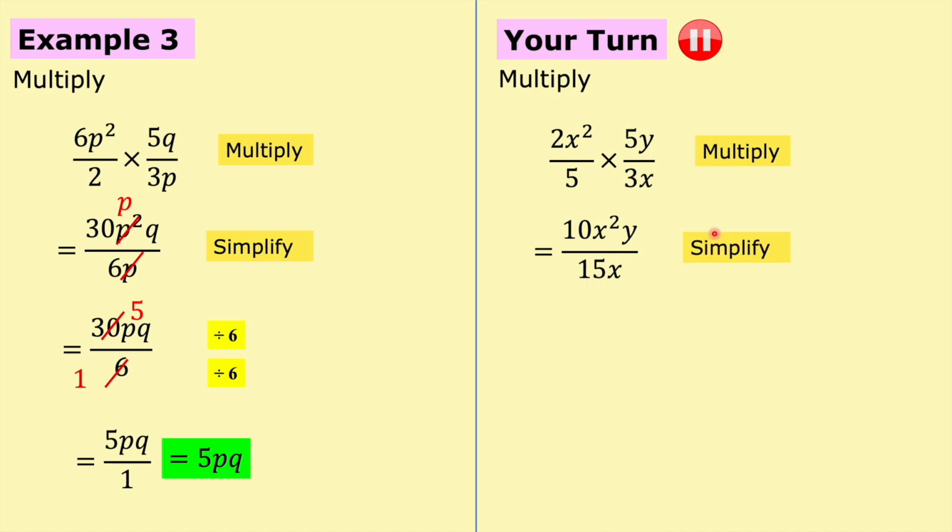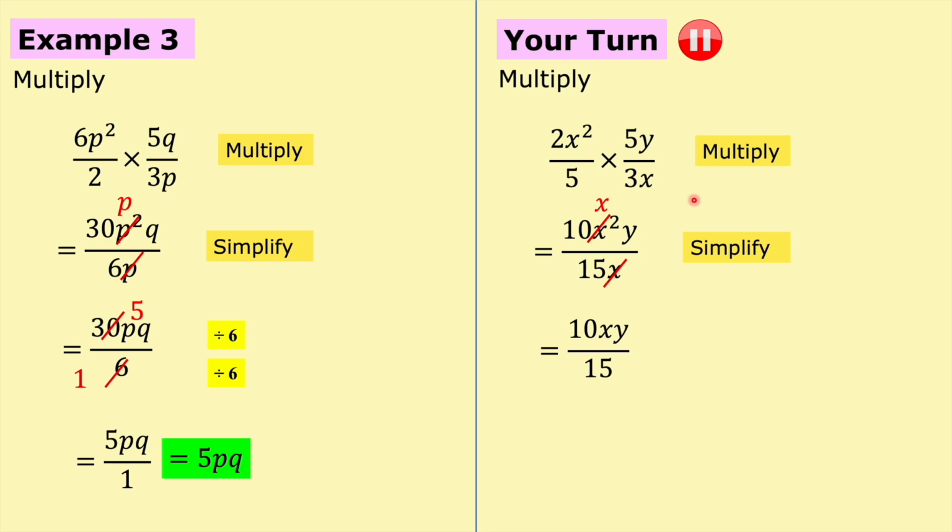Now we need to simplify. So we're looking for the same algebra terms on the top as we have on the bottom. There's no y on the bottom, so we just have to leave the y alone. There is an x on the bottom and we can cancel it with one of the x's on the top. So the x squared will just become x and the x on the bottom will be cancelled out, leaving 10xy over 15. Now look to our number terms.